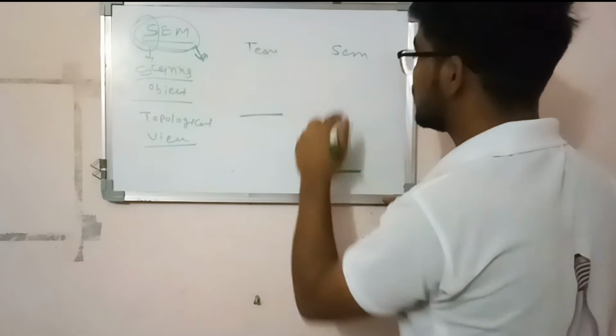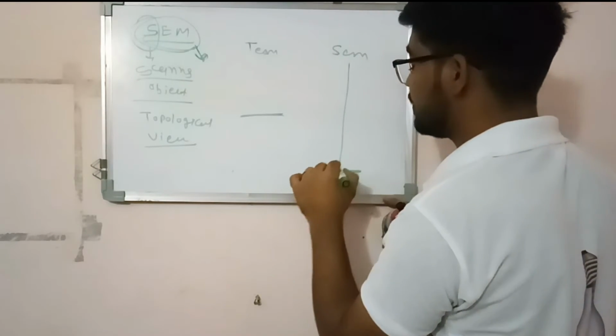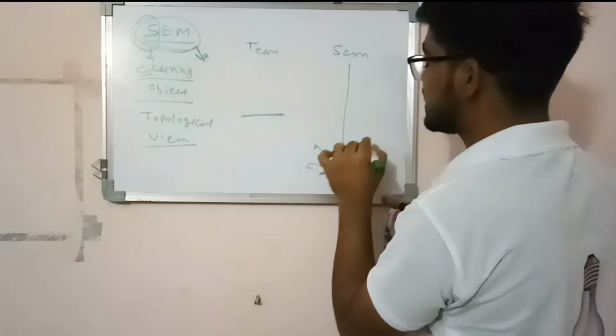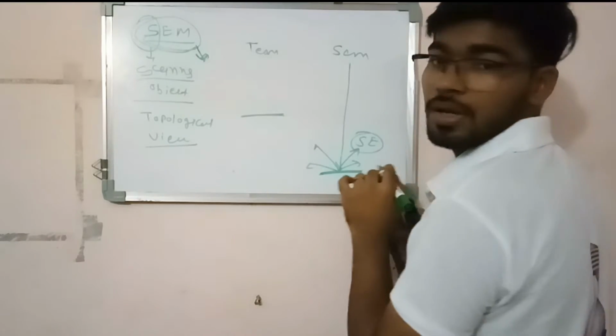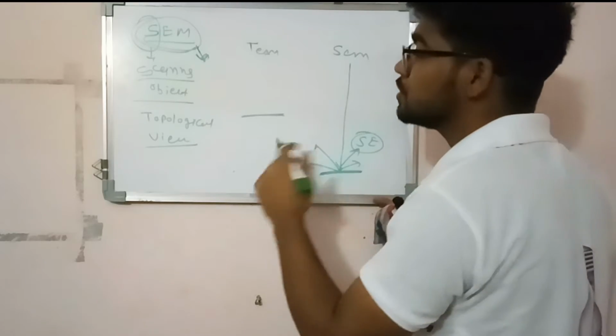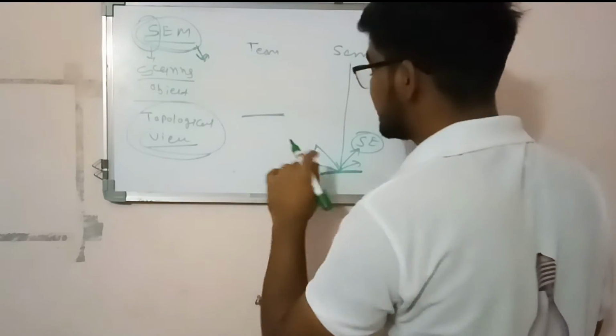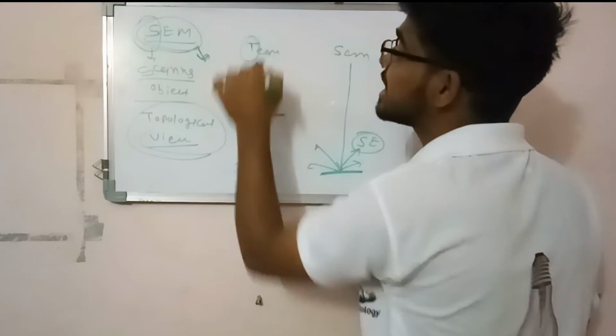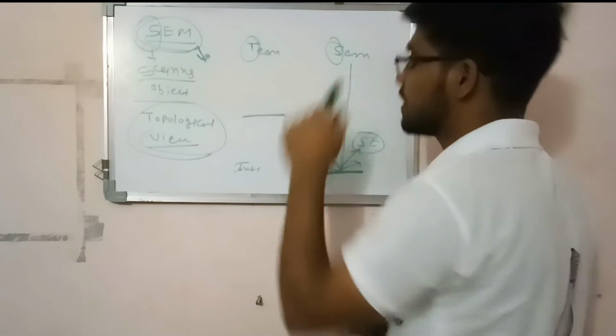Due to this, the electron is bombarded here and it reflects into secondary electrons, because here we only use or view the topological area rather than the internal structure. Here the transmission of electrons occurs in TEM, and here the scanning of electrons is occurring.